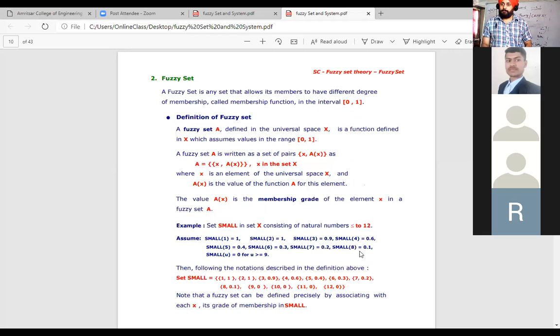So that is the crisp set. Now the fuzzy set, we have already done. A very important thing, the definition of a fuzzy set A. Just go through this definition. A fuzzy set A defined in universal space X is a function defined in X. Now X is overall, all the things, and small x is one particular member, which assumes values in the range 0 to 1.